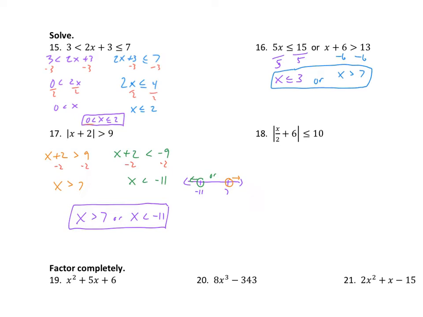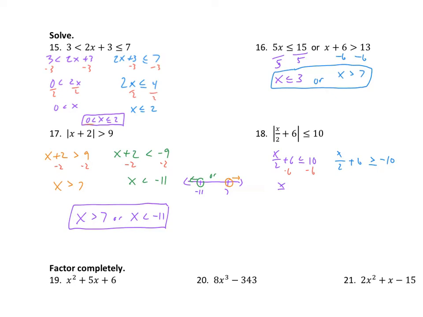Pretty similar problem over here with 18. What we're going to do is split this problem in half first. So one part being x over 2 plus 6 is less than or equal to 10. The other part being x over 2 plus 6, now switch the symbol around so it's greater than or equal to, and then flip the sign, negative 10. So I'm just going to solve each part. So I'm going to subtract 6.